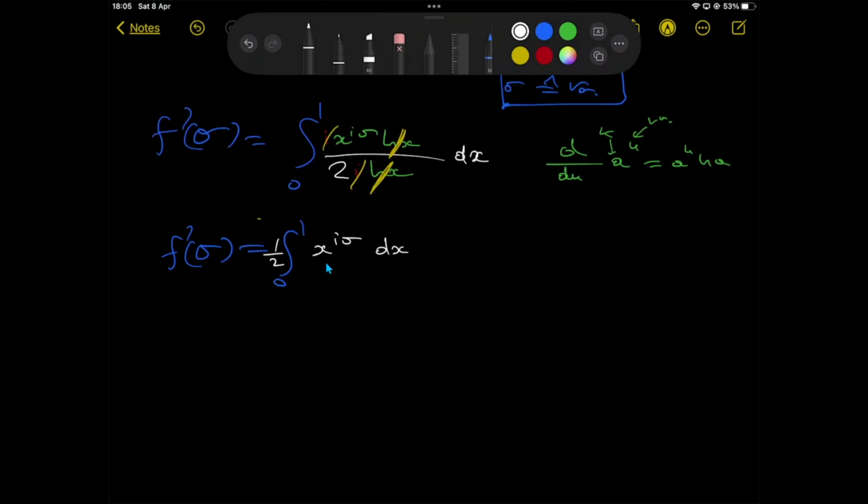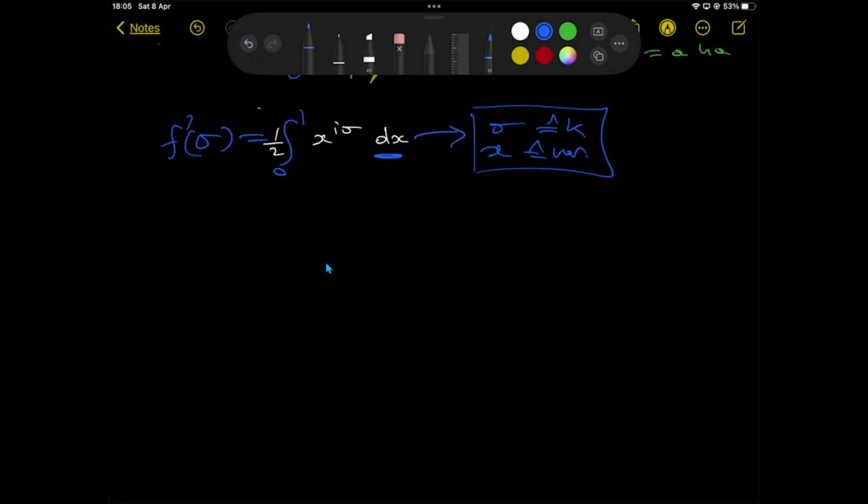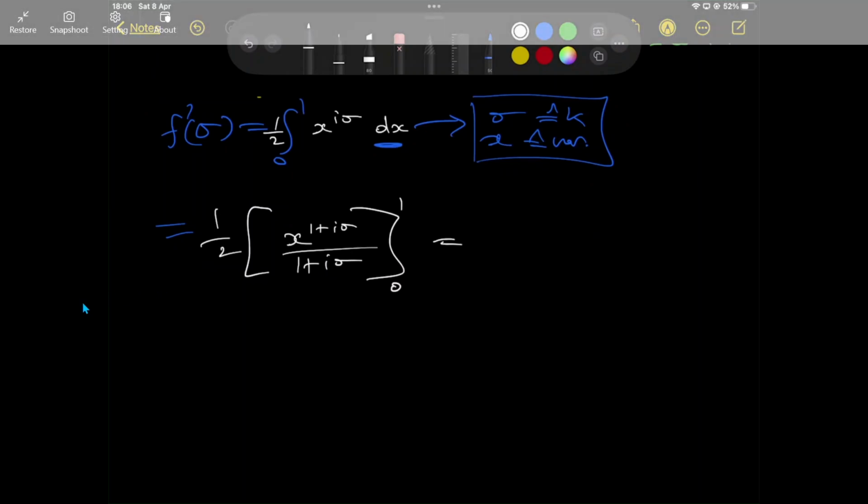Now we need to integrate the function with respect to x. When we're integrating with respect to x, treat sigma as a constant and x as a variable. This is what Feynman's trick is all about, changing the roles of all these variables. Sigma in this situation is literally a dummy variable. Let's see what we can do here. This is just going to be half times x to the 1 plus i sigma divided by 1 plus i sigma, with the limits 1 and 0.